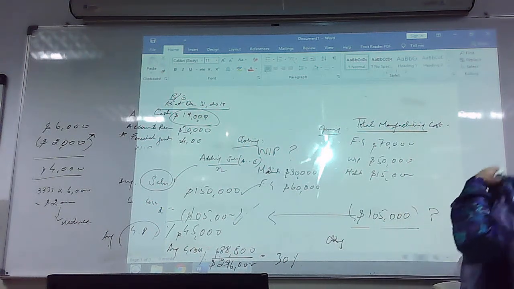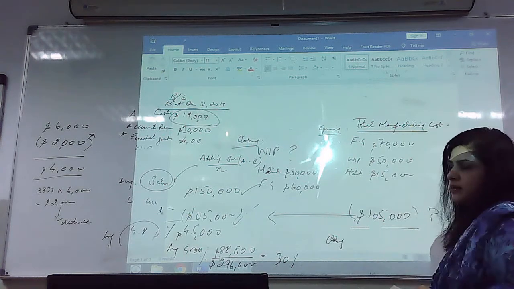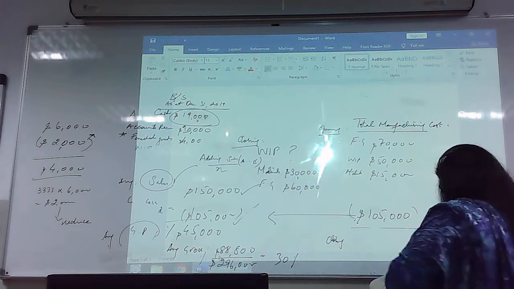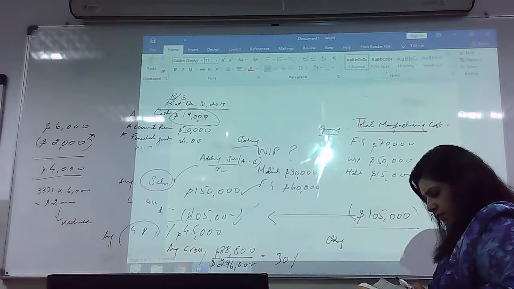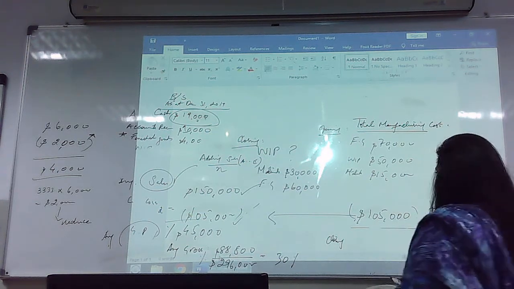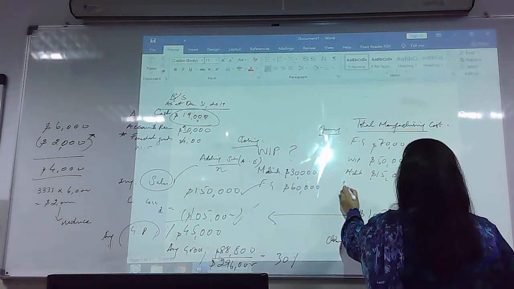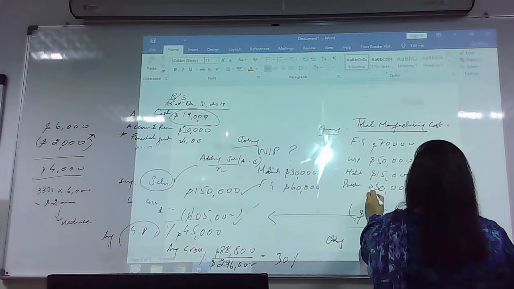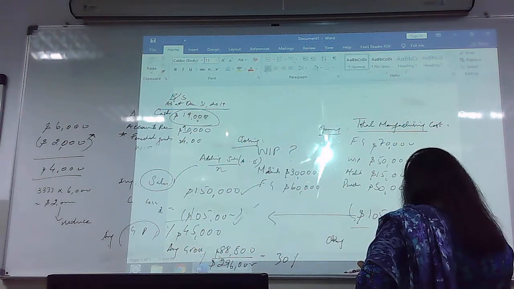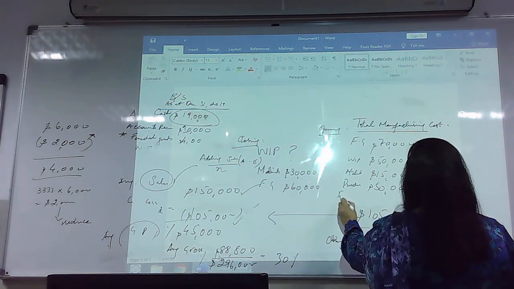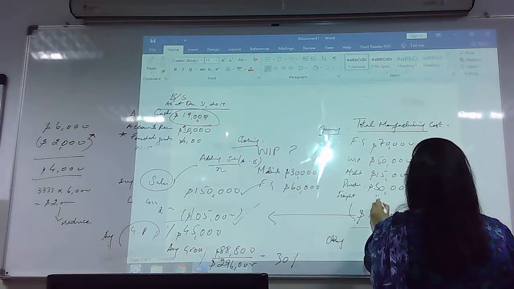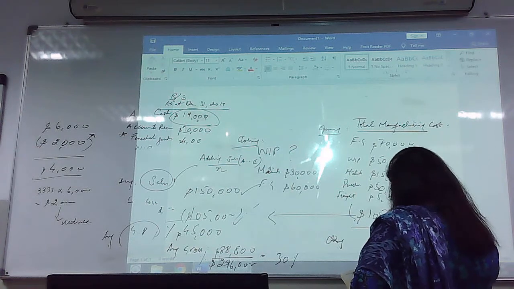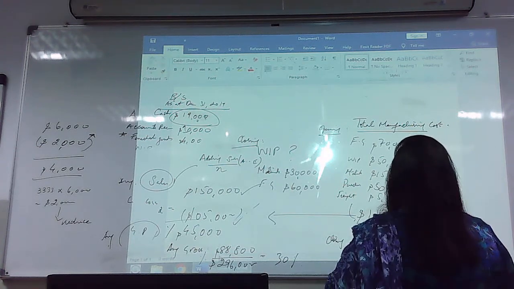No. This is correct. Now what else do I need to put? Material purchases were $50,000. Purchases $50,000. Freight was $5,000. I'm going to be adding the freight. $5,000. Direct labor was $40,000.